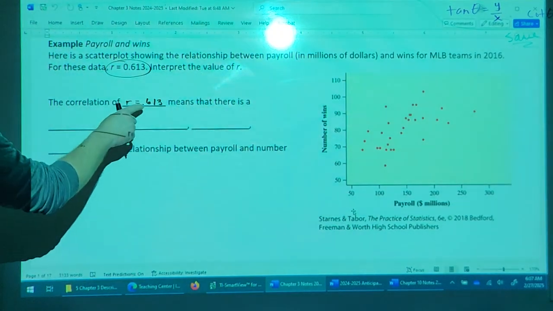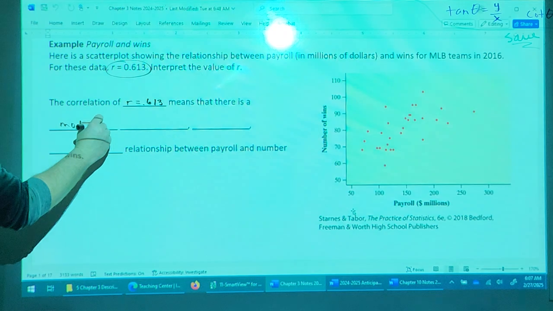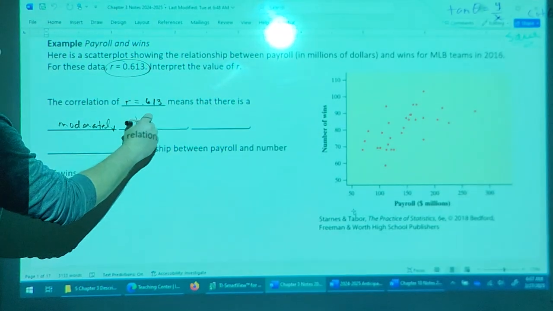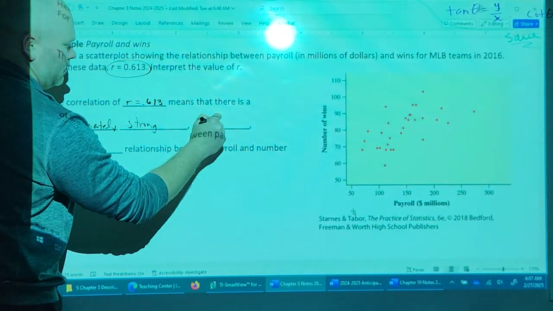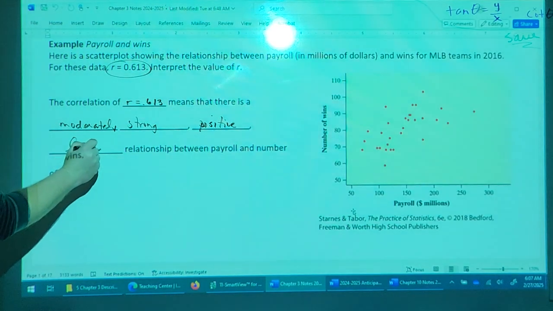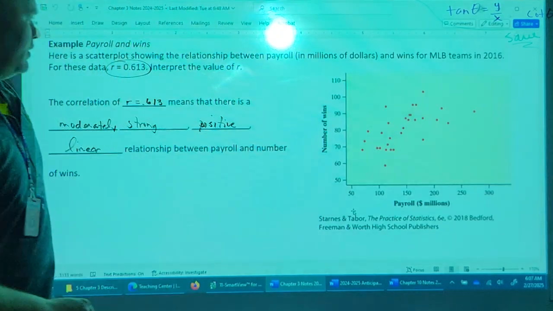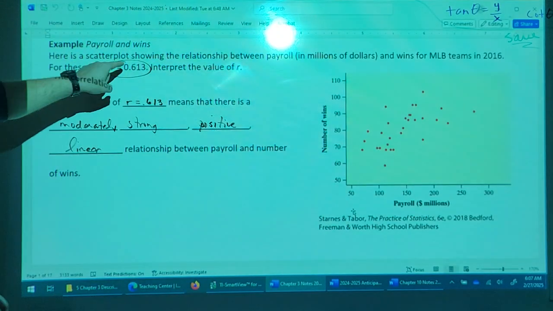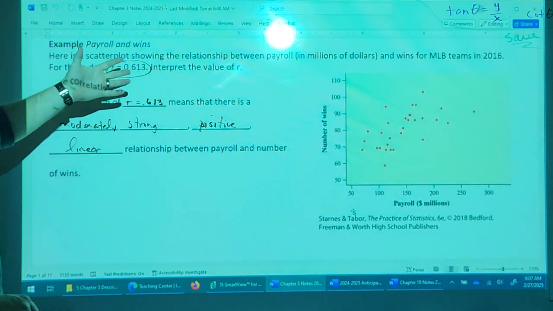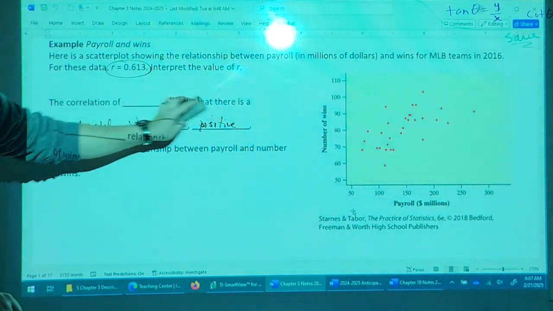Okay, so 0.613 would mean there is a moderately strong, positive linear relationship between payroll and number of wins. So the one thing you can't really tell from just interpreting this R value would be if there's any unusual points. So we don't mention that here because it says explicitly to interpret the value of R.